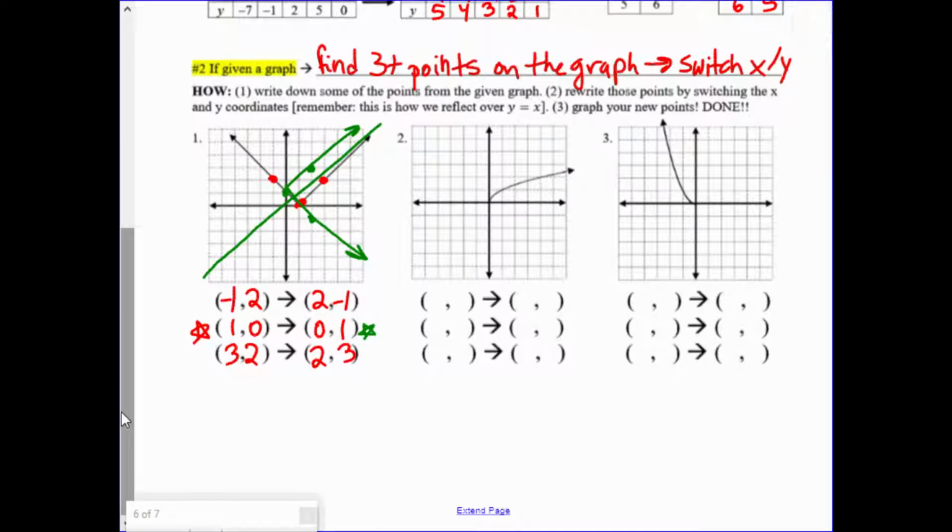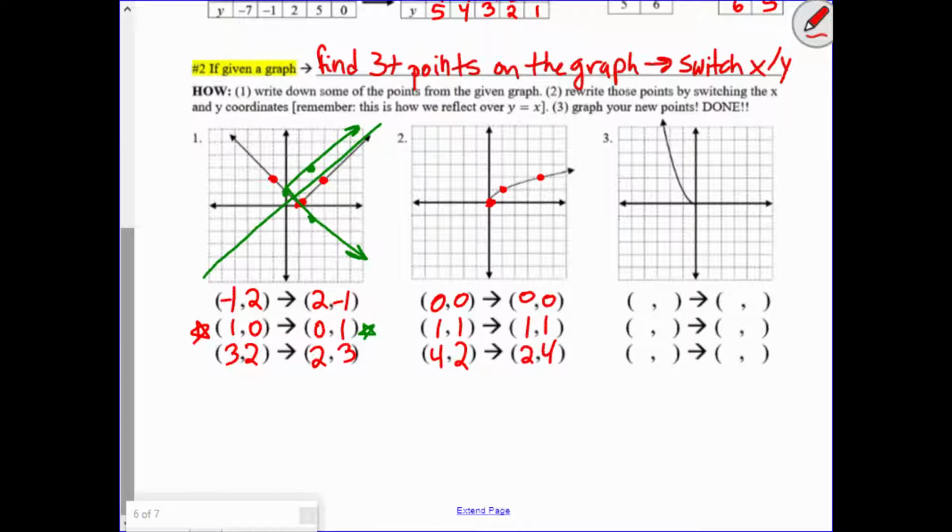Okay, next, let's pick some points. I have this one, I have this one, and I have this one. Pick exact points. You don't want decimals. That would just make it way too complicated. So pick points that are at exact intersections of the crosshairs of the coordinate plane. So what are those points that I chose? What would the inverse point be?